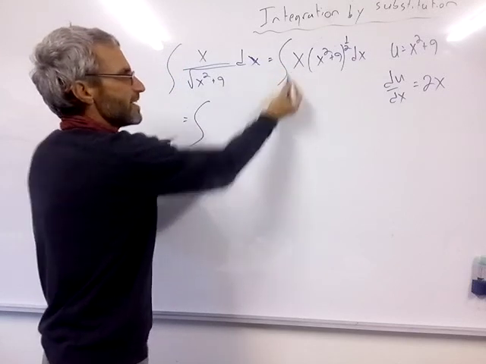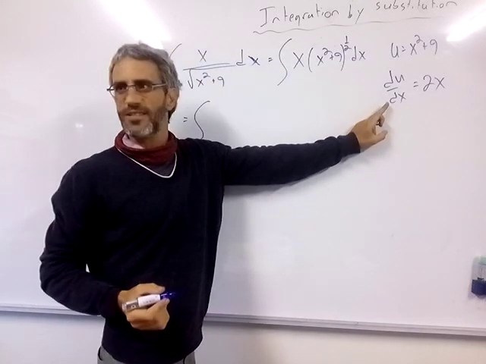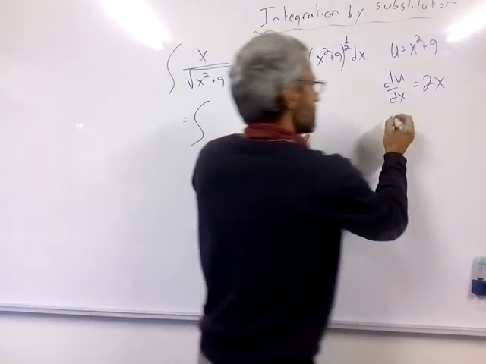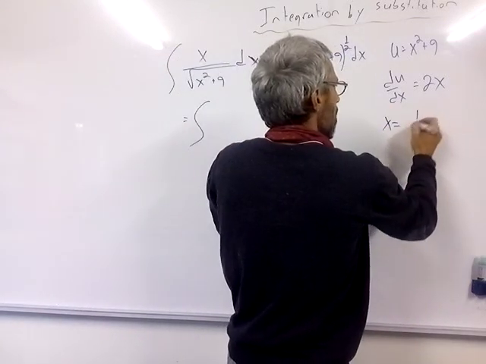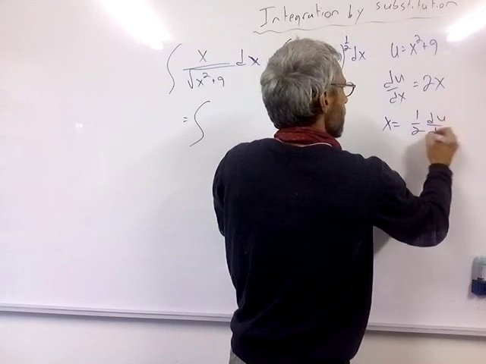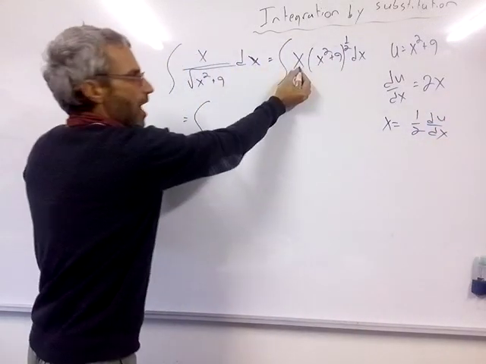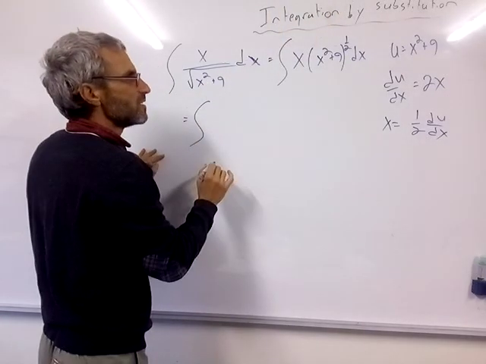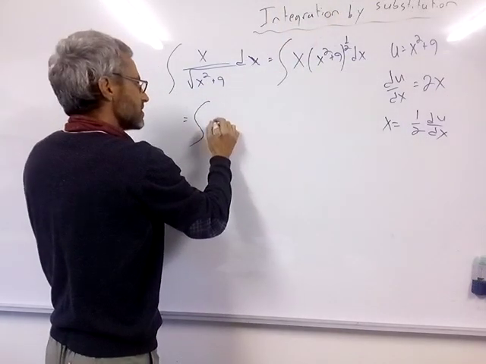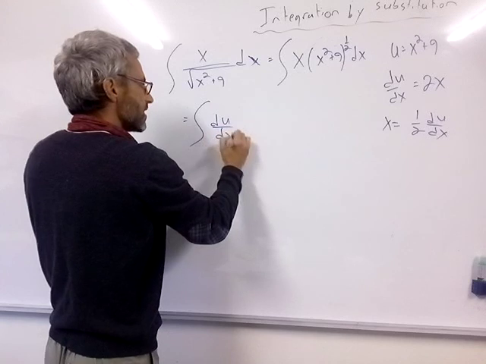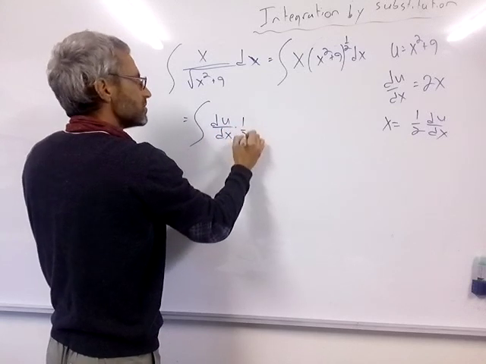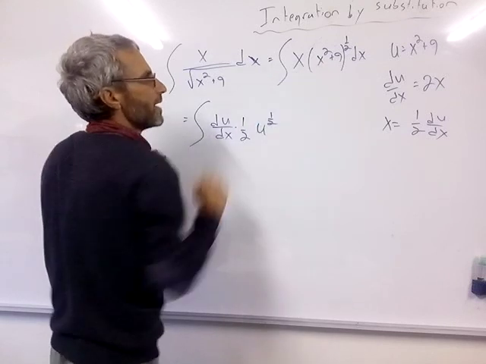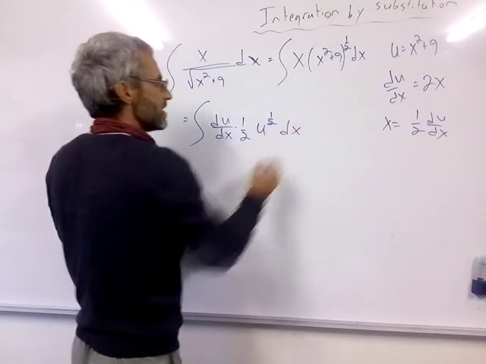Okay, so what is x? x is not du/dx. It's half. Okay, I'll write it here. So x equals half du/dx. Okay, because why are we trying to do that? Because remember, we want to get rid of the x. We don't want x's there. So x is du/dx times half. This thing is not a problem. That's u to the power of half. And we'll keep the dx there.